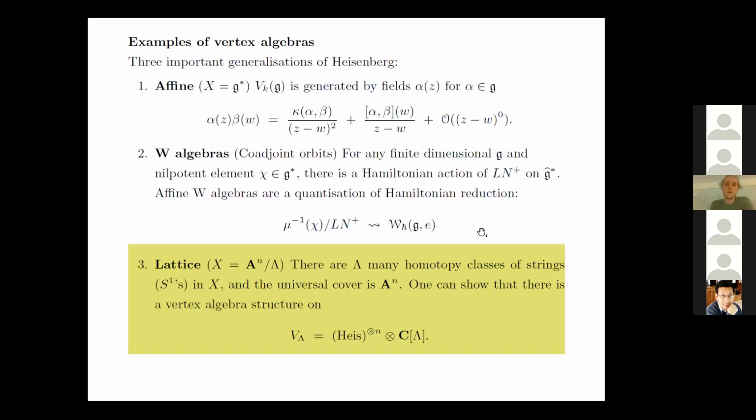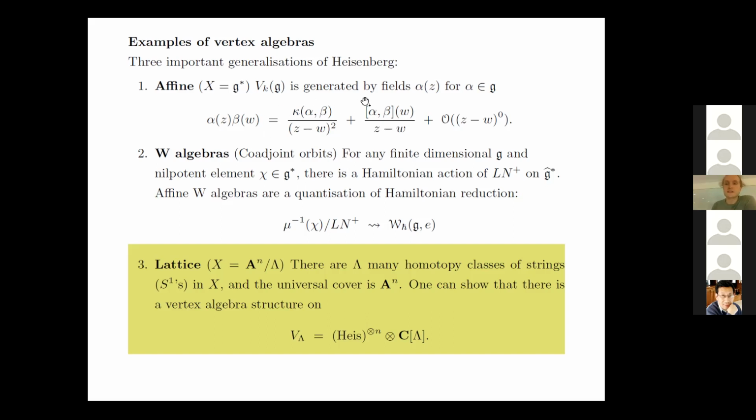All right. In that case, I will continue. So there are 3 important examples of the Heisenberg, and the last one, the lattice vertex algebra, is the one which is going to be most important to this moduli spaces story. So firstly, there's the affine vertex algebra, where the ambient space where the strings are moving is approximately the dual of a finite dimensional Lie algebra.